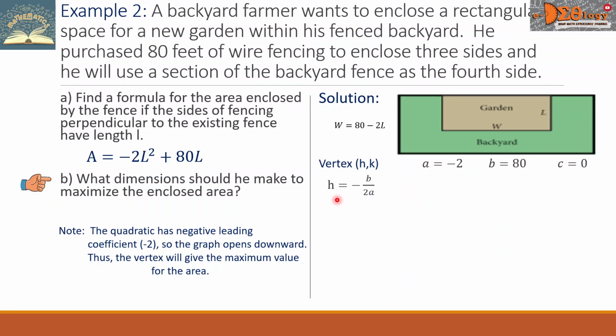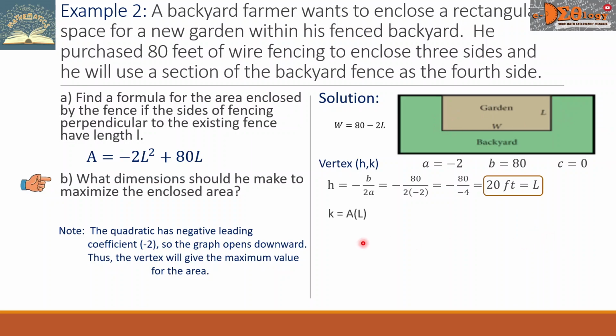Now let us solve for h, and the formula is negative b over 2a. When we substitute the values, we have negative 80 all over 2 times negative 2. The denominator 2 times negative 2 is negative 4. Negative and negative becomes positive. So we divide 80 by 4. We have positive 20. This value is in feet. Actually, this value is the length. Looking at our figure here, this is the side L.